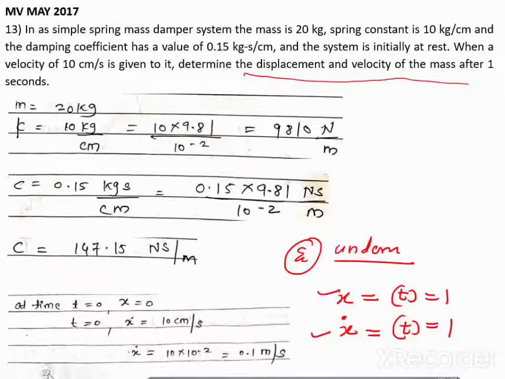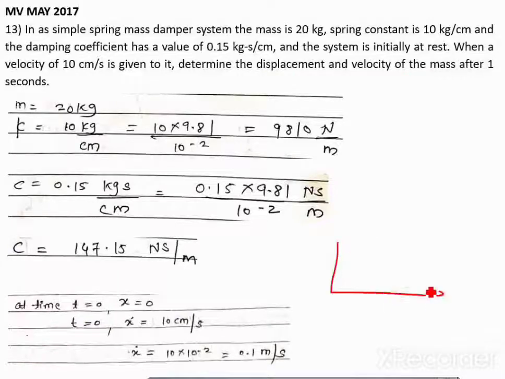Let us say this is the graph of x versus t. Initially at t equal to 0, and at t equal to 1, what is x and what is the corresponding velocity x dot? This you have to find out in this particular problem. Okay, so you have to solve this problem like a derivation only.